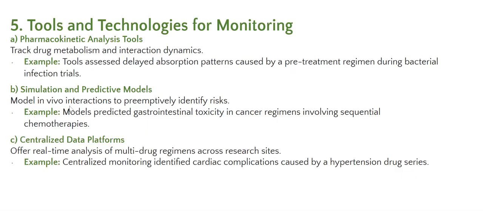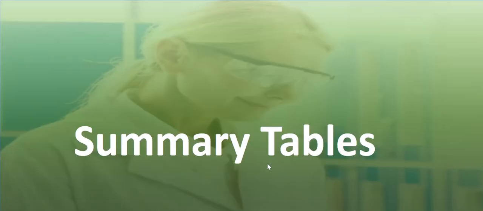Simulation and predictive models model in vivo interactions and preemptively identify risks. Example, models predicted gastrointestinal (GI) toxicity in cancer regimens involving sequential chemotherapies. Centralized data platforms offer real-time analysis of multi-drug regimens across research sites. Example, centralized monitoring identified cardiac complications caused by a hypertension drug series.